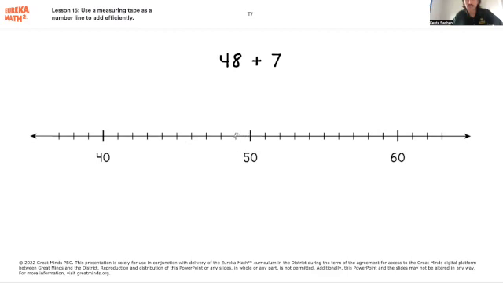So 49, 48. So I'm going to start here and count 7 more. 1, 2, 3, 4, 5, 6, 7. This is my answer here. I'm going to start counting at 50 since that's easier. That's 51, 52, 53, 54, 55.